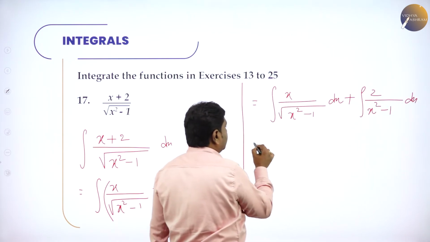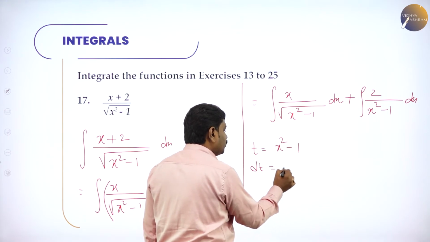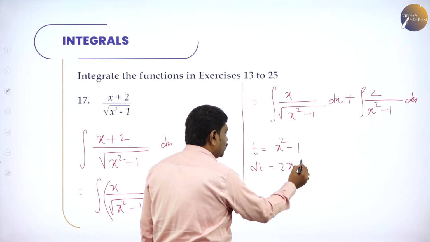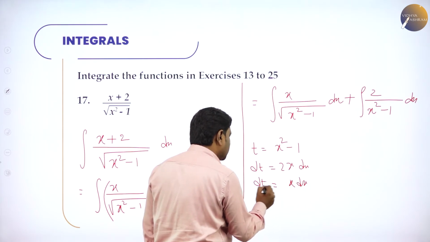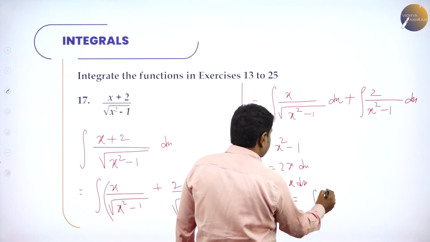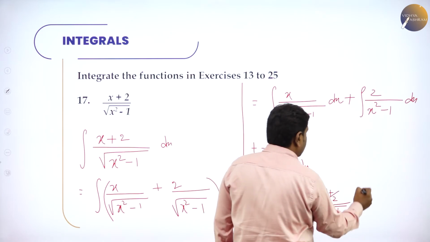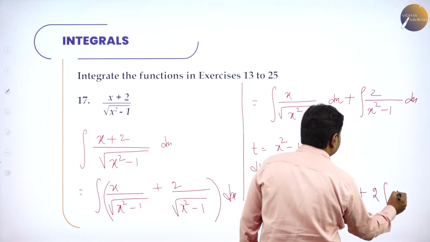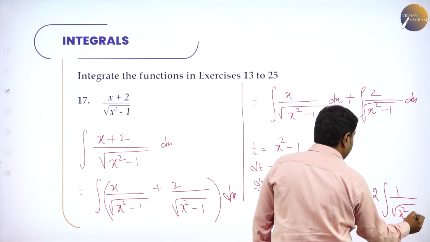So for the first term, put t is equal to x square minus 1. When you differentiate, dt is 2x dx, and we need x dx. x dx becomes dt by 2. You know the method of substitution. So the given problem becomes integration of dt divided by 2 root t, and this is directly integrable. The 2 you take out, integration of 1 by root of x square minus 1 dx.